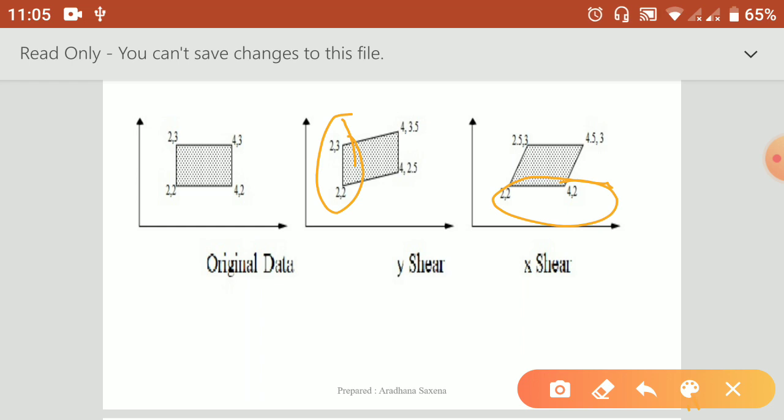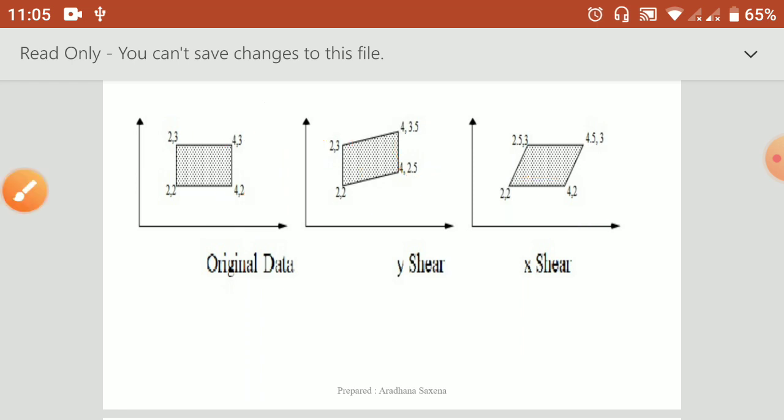In y shear, one edge is tilted by some shearing factor. Here the y shearing factor is 0.5, so it is lifted up with a 0.5 factor, while the x coordinate remains the same. Here x is 4, here x is 4, and it remains the same in y shearing.